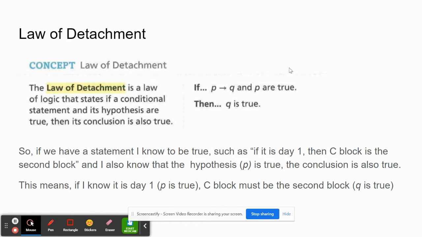If I have a statement that I know to be true, such as if it is day one, then C block is the second block, and I also know that the hypothesis P is true, then that conclusion is also true. So if I know that it is day one, that is P is true, then C block must be the second block because Q is true. So both of those things, if P then Q and P, have to be true for me to assume that Q is true.